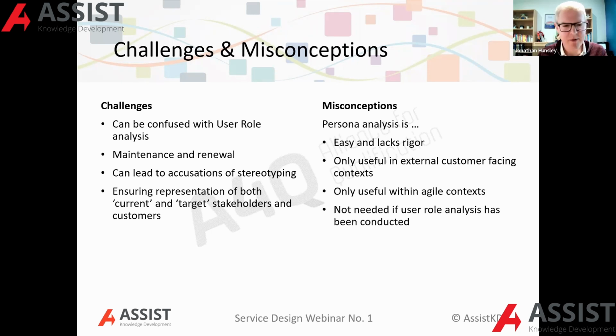There is a misconception that personas are only used in the Agile context. They're great for the Agile context, but can be used in any other change or software delivery lifecycle context. And in addition, there's a misconception that you don't need to do personas if user role analysis has been completed. There are different lenses on actors, and both complement each other and can help with your analysis of the service and the requirements for that service.